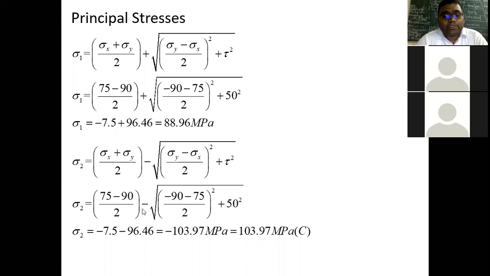You put the same values that you have already put here. Because of this minus, the answer comes to minus 1039.7 megapascal. Because it is a minus sign, we can also write this as 103.97, but in bracket we have to write C plus. C stands for compressive. So compressive. Yes, next slide.